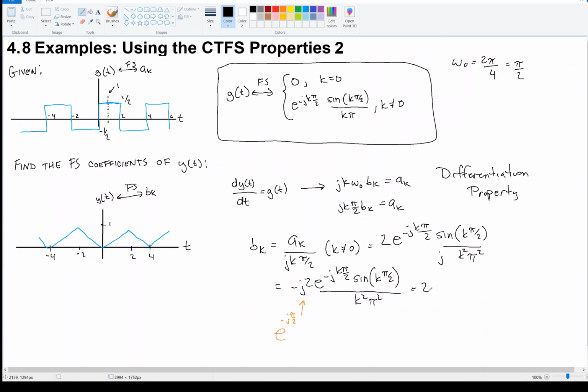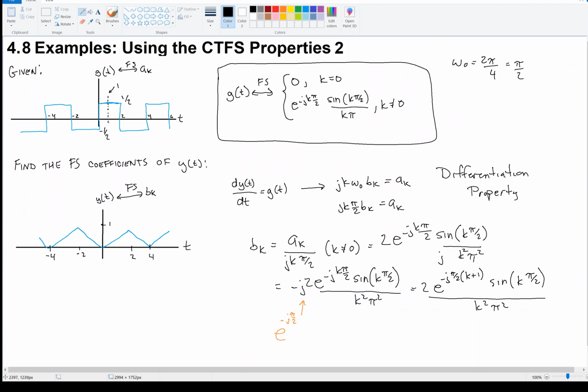So now we have 2 times e to the minus j k pi over 2 times e to the minus j pi over 2, which makes e to the minus j pi over 2 times k plus 1. Interesting. Sine of k pi over 2 over k squared pi squared. Right? So that looks like the square wave, except the amplitude has changed. We've got these squares in the denominator, and then there's a phase that has been picked up as well. There's this phase offset k plus 1.